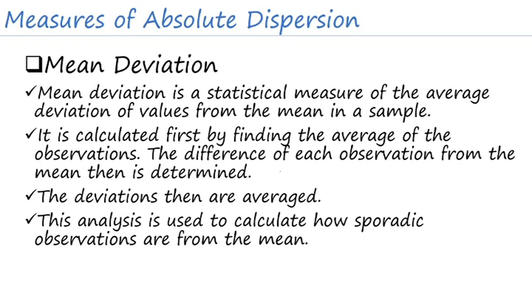Here, meron daw tayong difference between the observation and the mean is determined and we denote this as x minus mu. So, mu stands for mean. So, wag po tayo ma-confuse ha. Minsan gumagamit tayo ng mu for sample and gumagamit tayo ng x bar for the population. But parehas lang silang patungkol sa mean. Parehas lang po silang average.